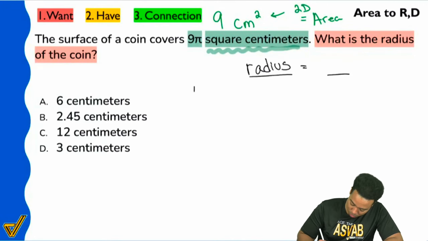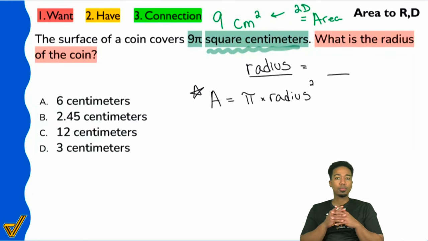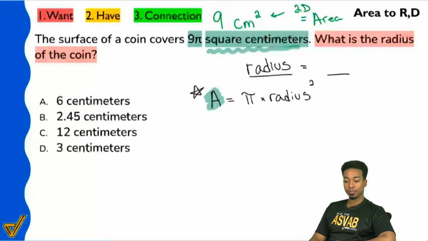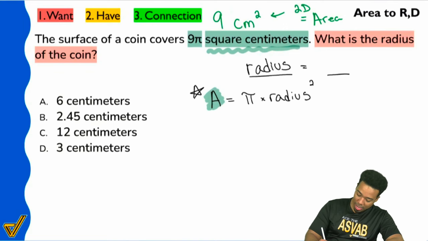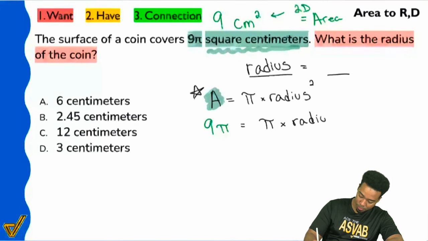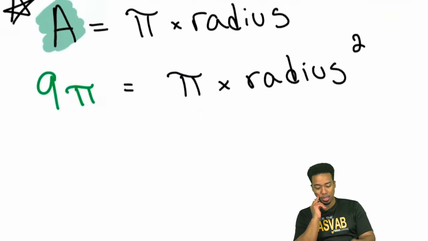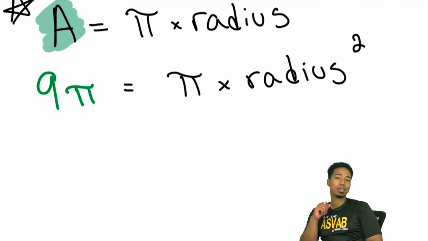So here's the formula. I'm going to put a star next to it. Area equals pi times the radius squared. There's our formula. We know that we're looking for the radius. Everybody, can you tell me again what was the area that we were given? Not 3.14. Yeah, we were given 9 pi. So that's going to be 9 pi right here that we'll fill in. 9 pi equals pi times the radius squared. All right, everybody, I'm looking at this as an equation. What am I trying to get by itself?